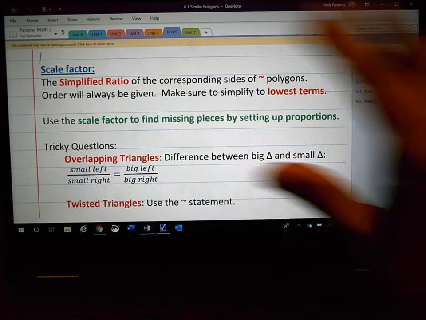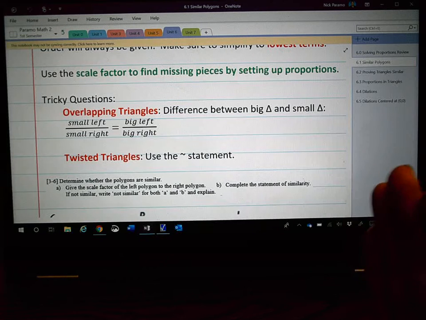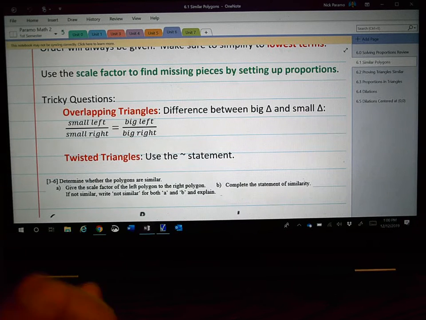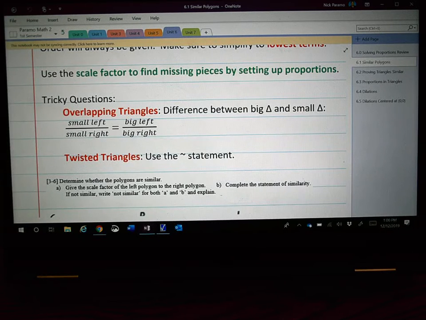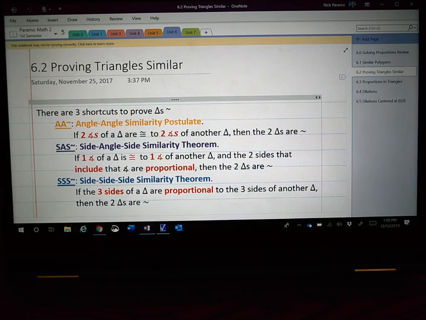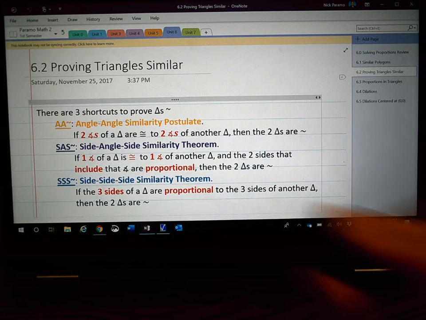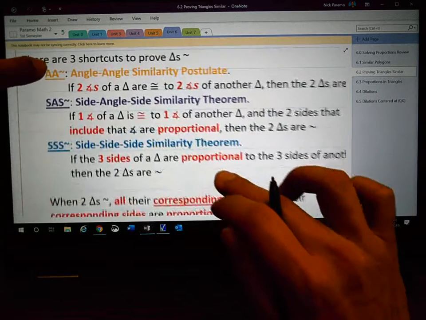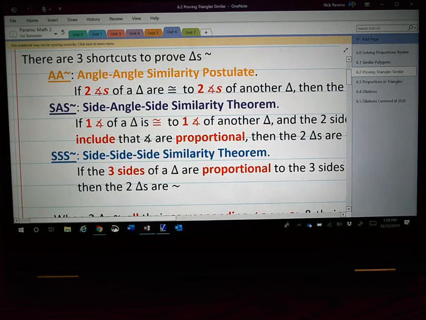The whole chapter was knowing how to set up similar triangles so that you could figure out what was proportional, or what side compared to which side, so you can find missing sides. When I think about what we learned, we learned how to prove triangles similar. There were 3 ways to do it.